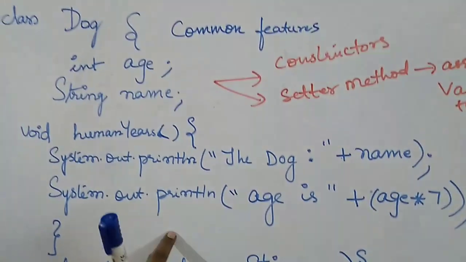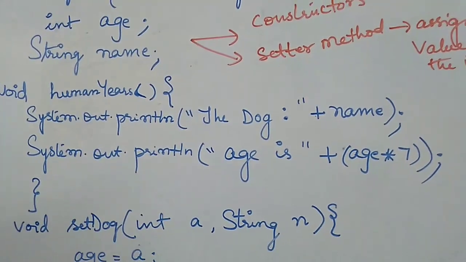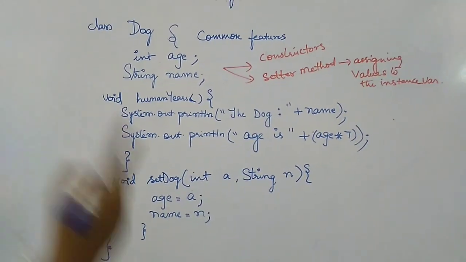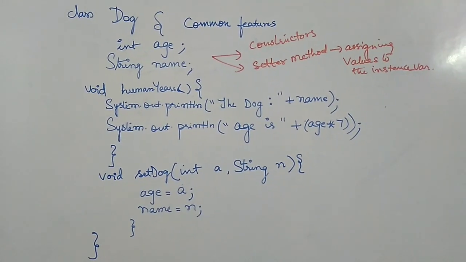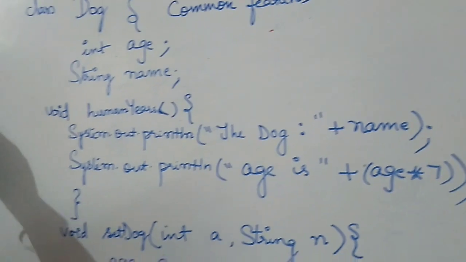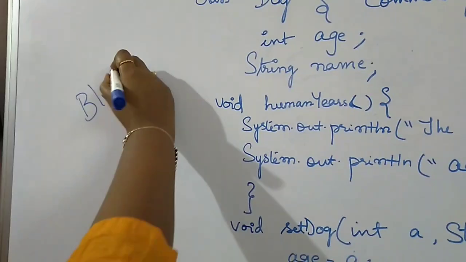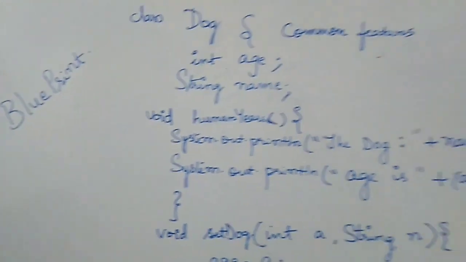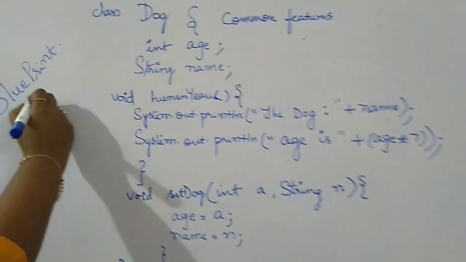Now I have two methods and two instance variables in my class. That's it, so the class is over. What you have exactly done is create a blueprint. This is just a blueprint and a logical construct.